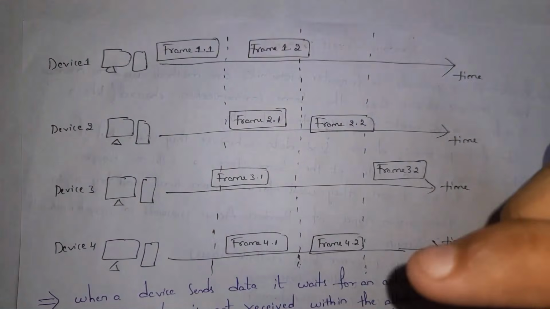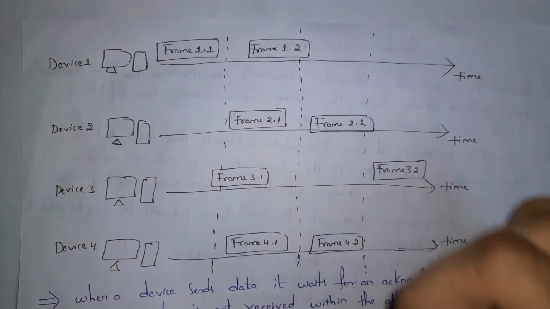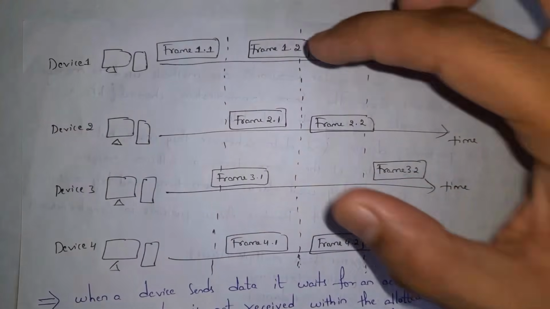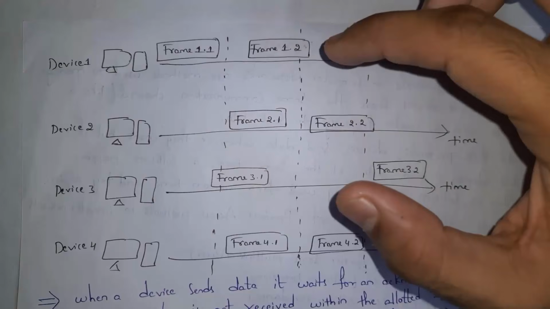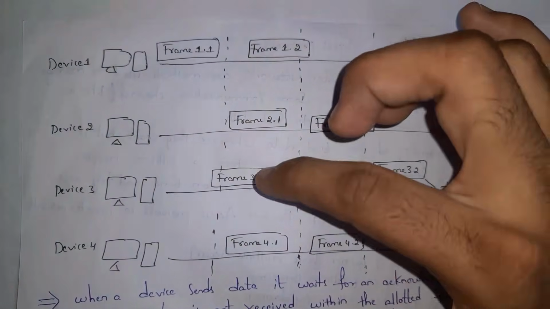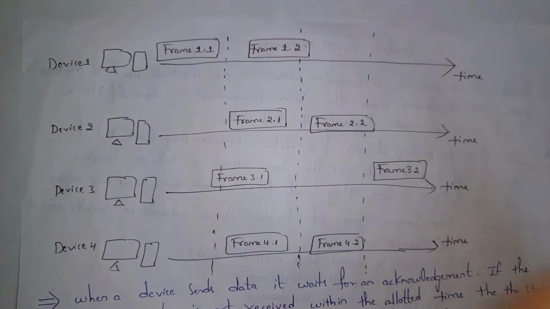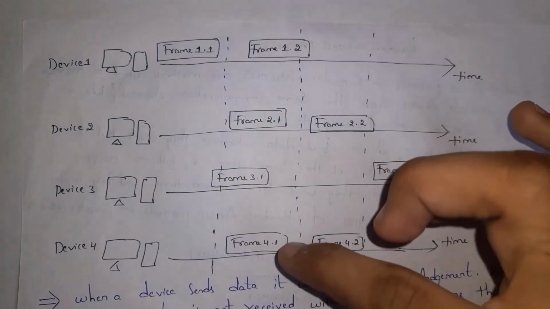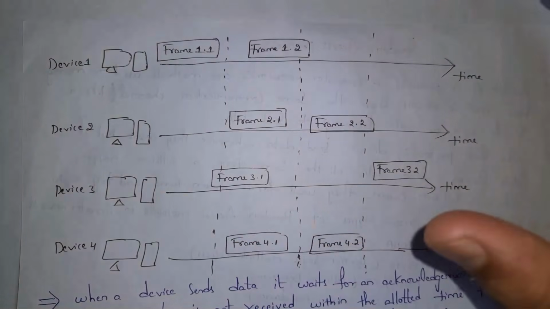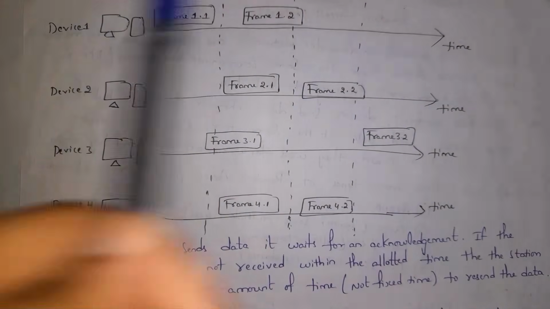If collision occurs, all devices need to retransmit their frames at a random time. Random time is nothing but different time. For example, this computer will transfer its frame at 10.1 seconds, this computer at 10.5 seconds, this frame at 10.10 seconds, and this frame at 10.12 seconds. Like that, each frame will be resent at random times. This is all about pure Aloha.